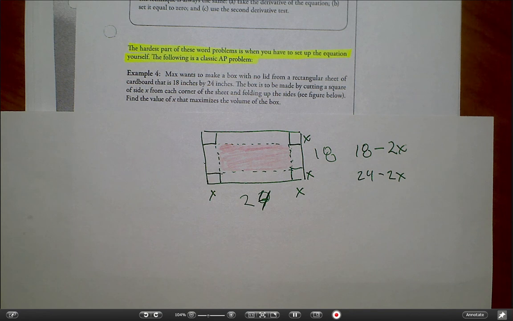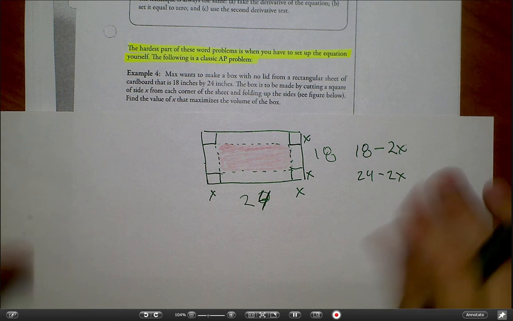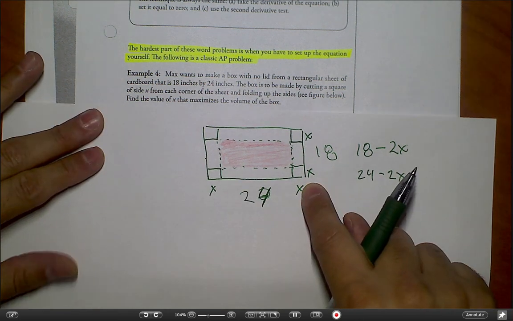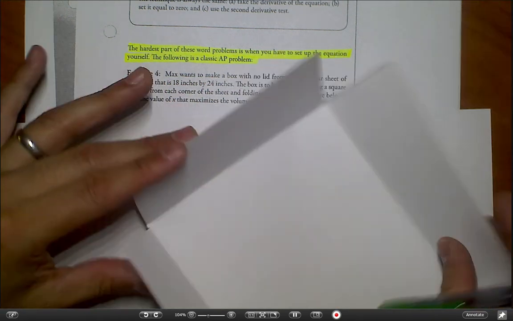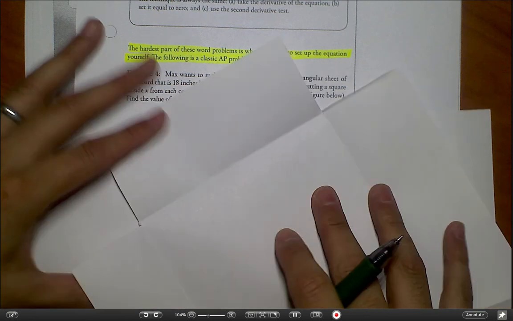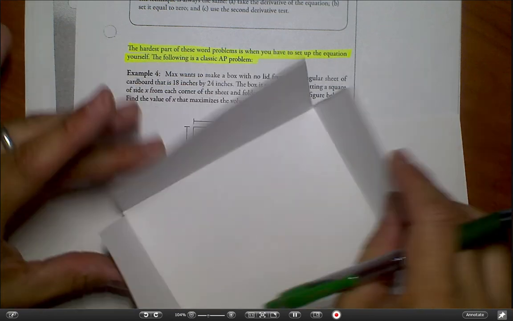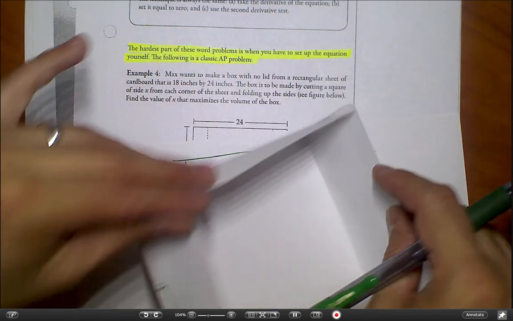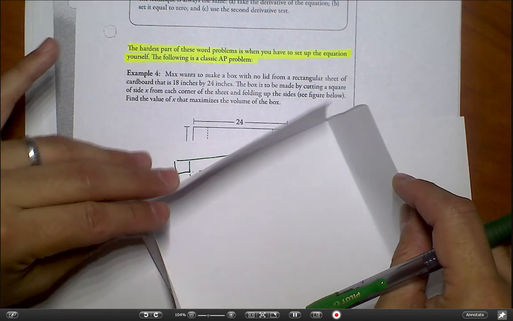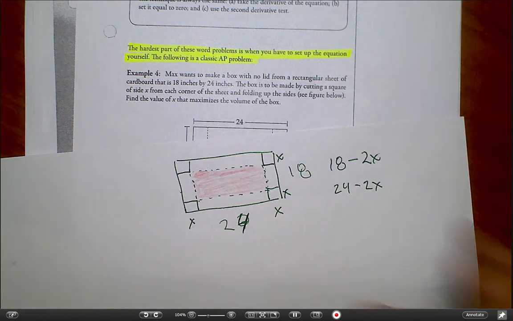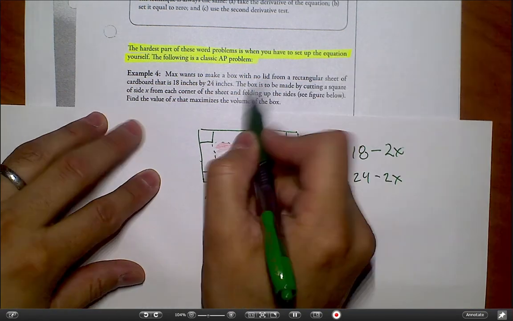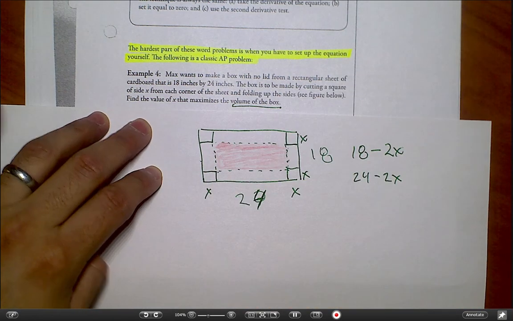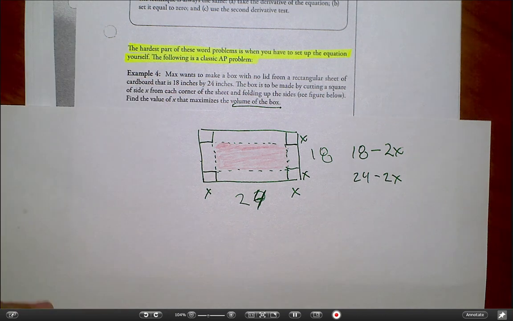And then the height is x. The height of the volume, going up here, is going to be the x that I cut off from here to here. That's important. That's the reason why I made this, so you guys could see the height of that now. So I'm trying to maximize the volume.